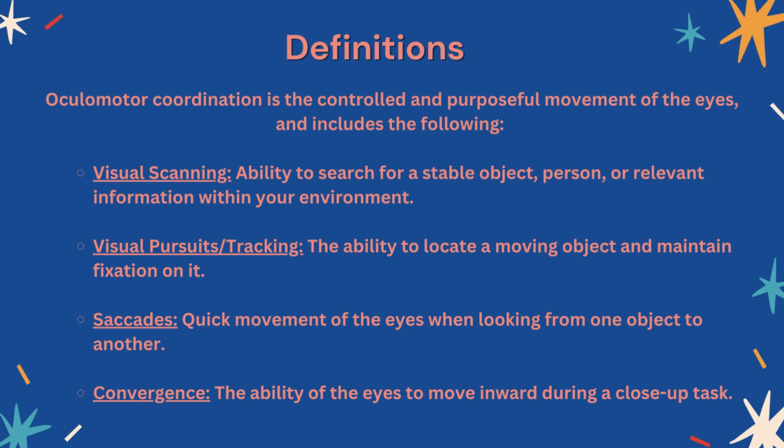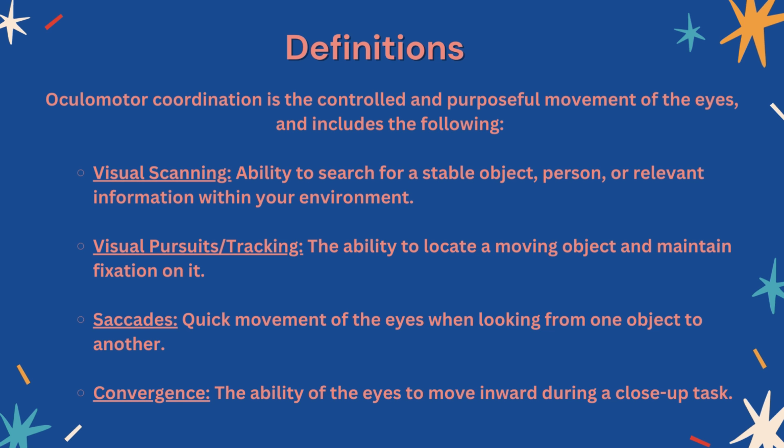Now I'm going to review some common definitions and skills in regards to the visual system. Ocular motor coordination is the controlled and purposeful movement of the eyes and can include any of the following. First, we have visual scanning, which is the ability to search for a stable object, person, or relevant information within the environment. An example of visual scanning would be searching a busy, crowded desk for one pencil or scanning the board for relevant information.